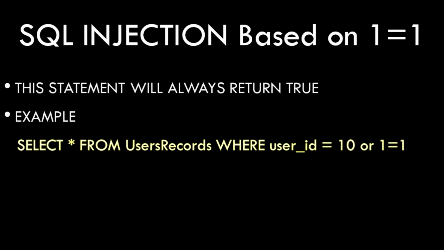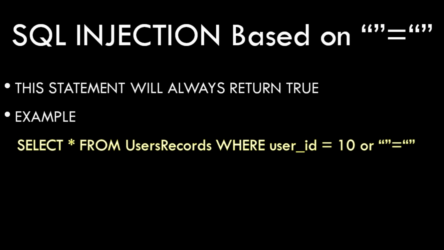Now moving on to the next type is the equal to. Now this statement will also return true. Look at the example wherein we have just replaced 1 is equal to 1 with the equal to. The query will work the same as that of the previous one, and all the records from the records table will be displayed on your screen.